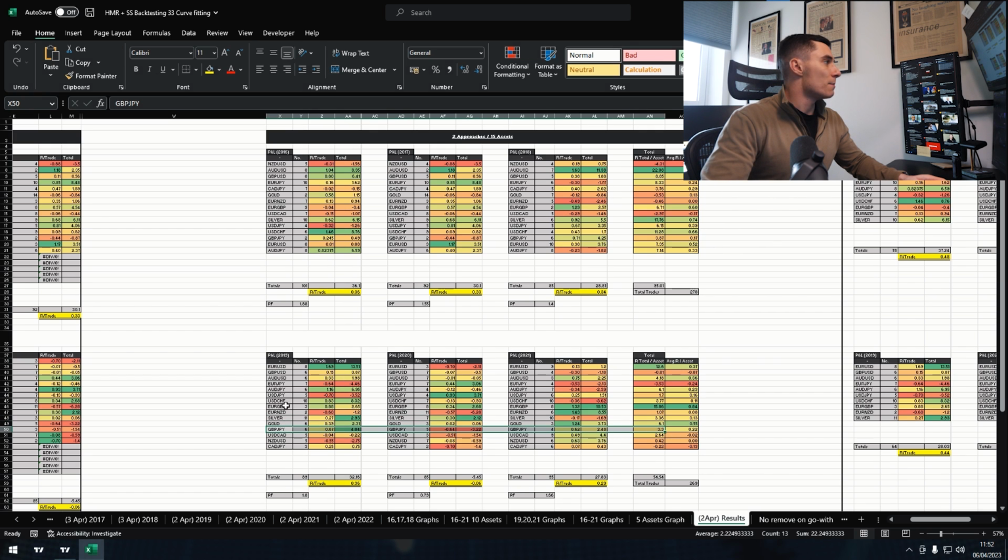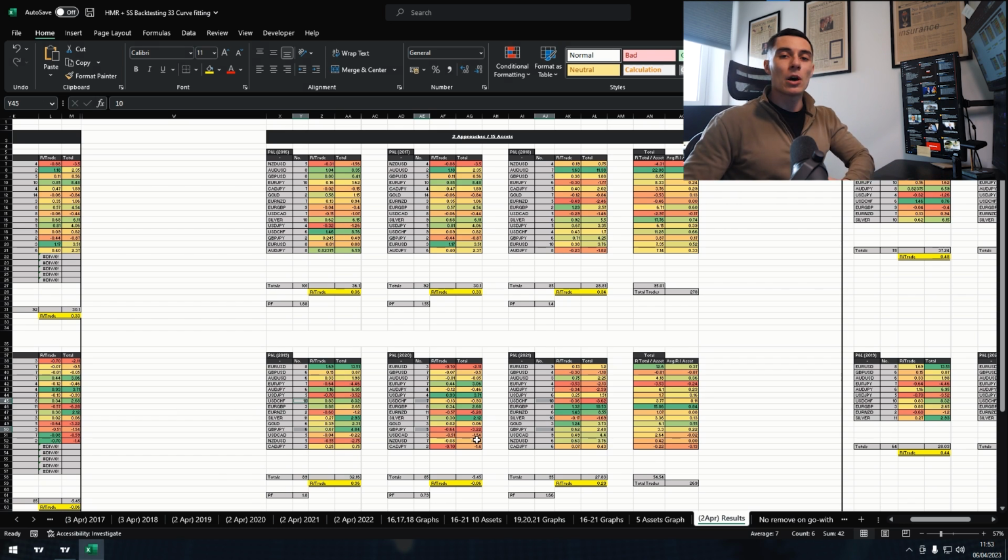And then we can see pound yen here and dollar Swiss here over the following 3 years, which was 2019, 20 and 21. And we can see over that period, they didn't do so well. They made a total of 7R over the 3 years, and the number of trades was 42. So much less efficient in the last 3 years, but in the first 3 years, very, very efficient. Overall, still a very efficient strategy.